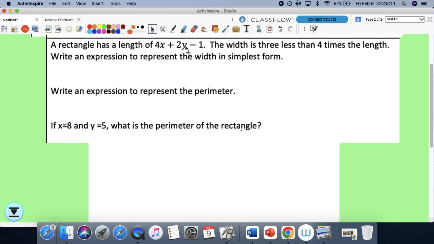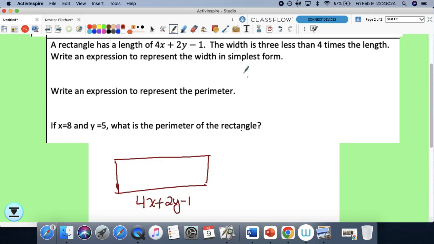Okay, a rectangle has some. Let me draw the rectangle. This rectangle has a length of 4x plus 2y minus 1. The width, this guy here, is 3 less than 4 times the length. So let's translate that to math.